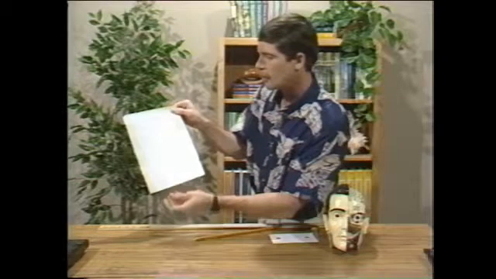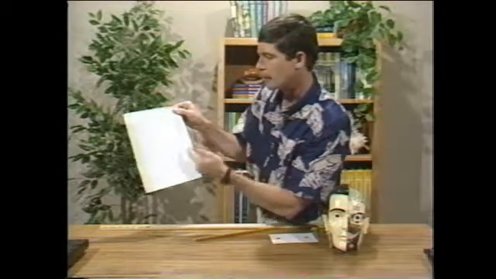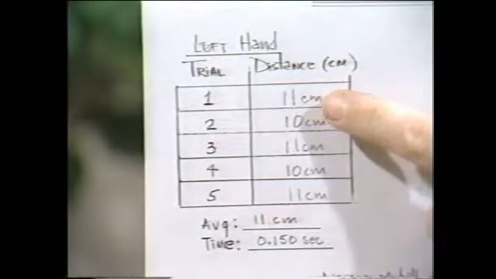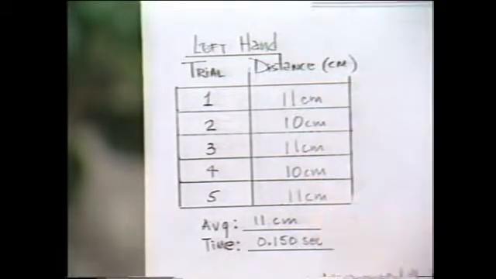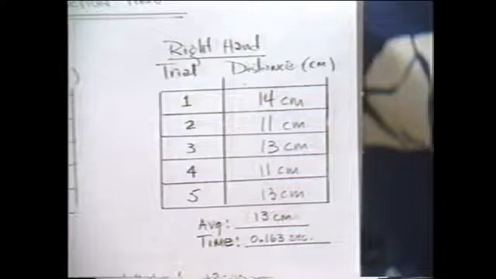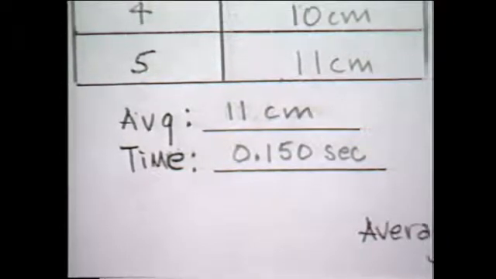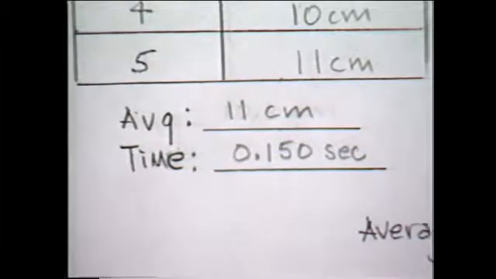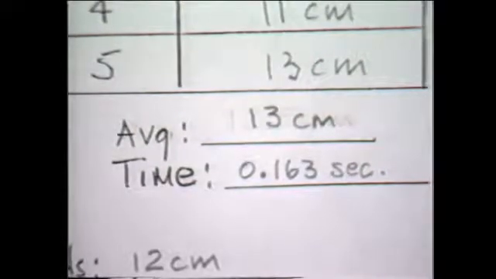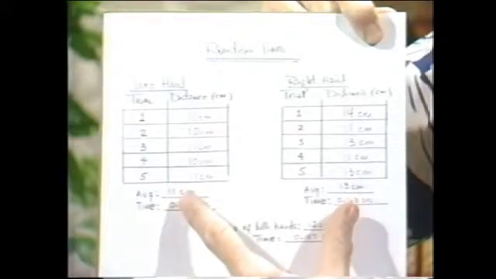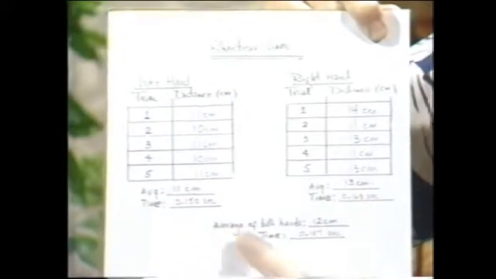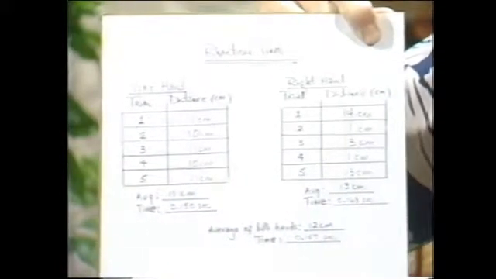First, my left hand seemed to do better than my right hand. The average of 5 trials on my left hand was 11 centimeters. The average of 5 trials on my right hand was 13. By using the table, I converted these distances into time and got 0.15 or 15 hundredths of a second for my left hand and 16 hundredths of a second for my right hand. You can also average these 2 times of both hands, which would be 12 centimeters, and then find the time for that.